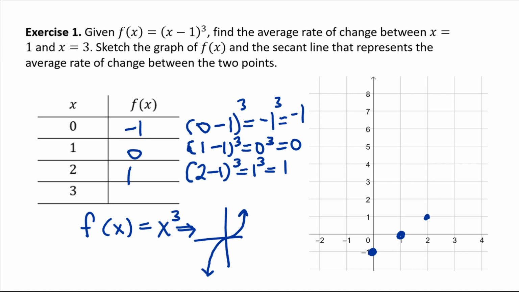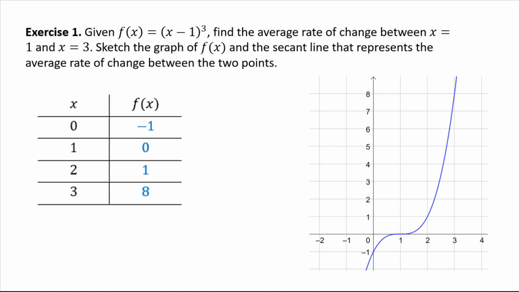So far it doesn't seem to be giving us a shape. Hopefully the 3 helps. So now let's do 3 minus 1 cubed. Ooh, 2 cubed is 8. And that is way up in the first quadrant. Let's connect the points and we should get a shape that looks a lot like the parent function. And we did. So let's go ahead and mark the points, right? 0, negative 1, 1, 0, 2, 1, and 3, 8. We have to now fit a secant line.